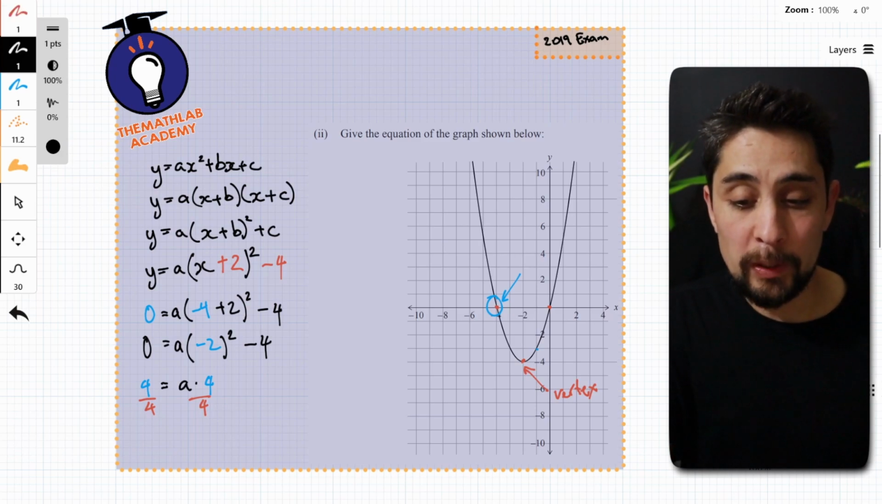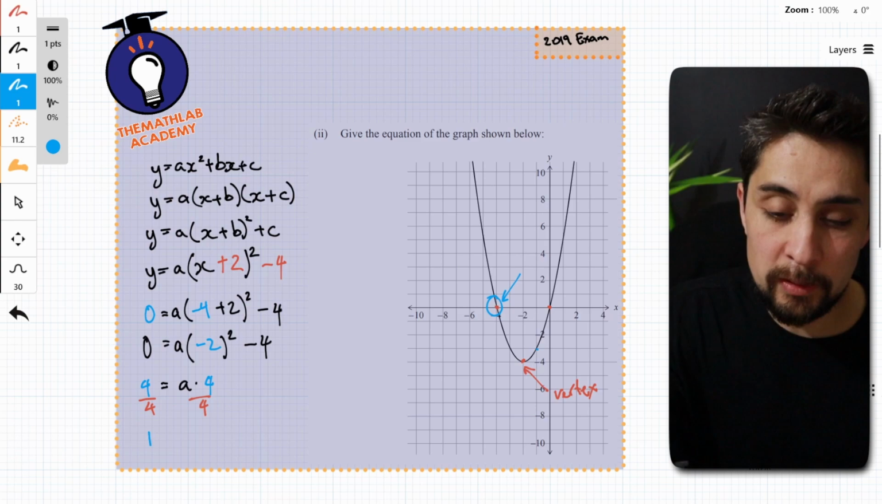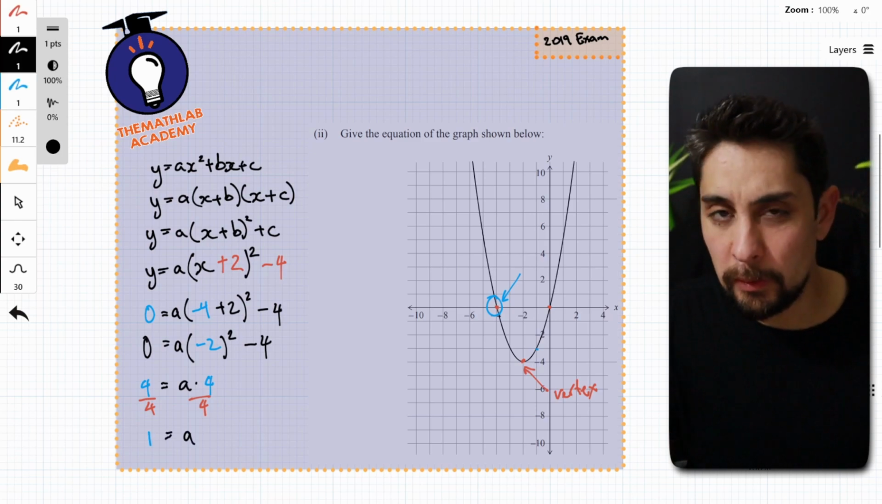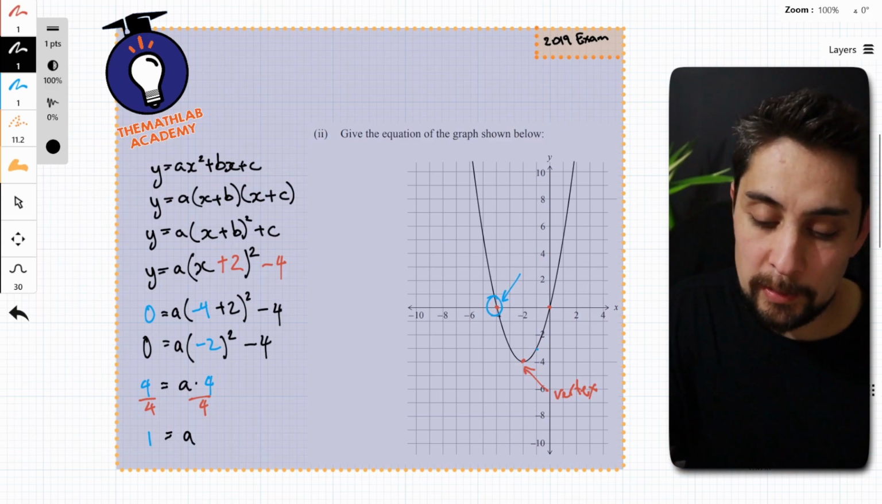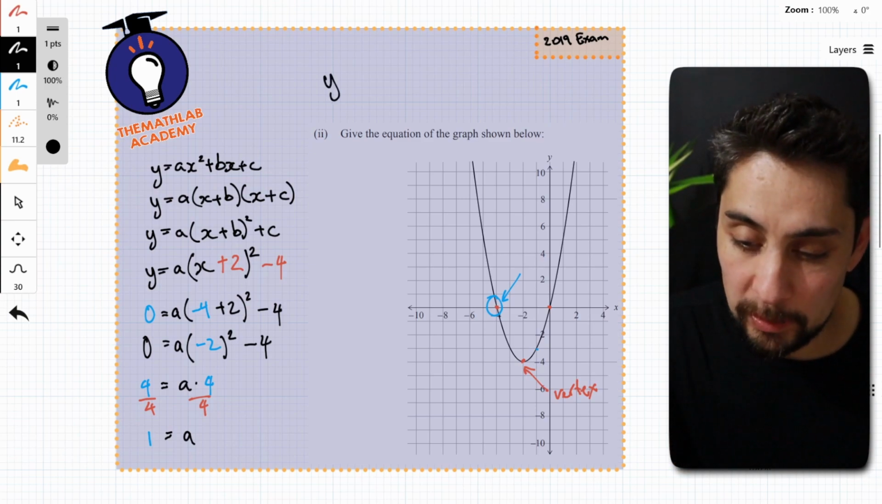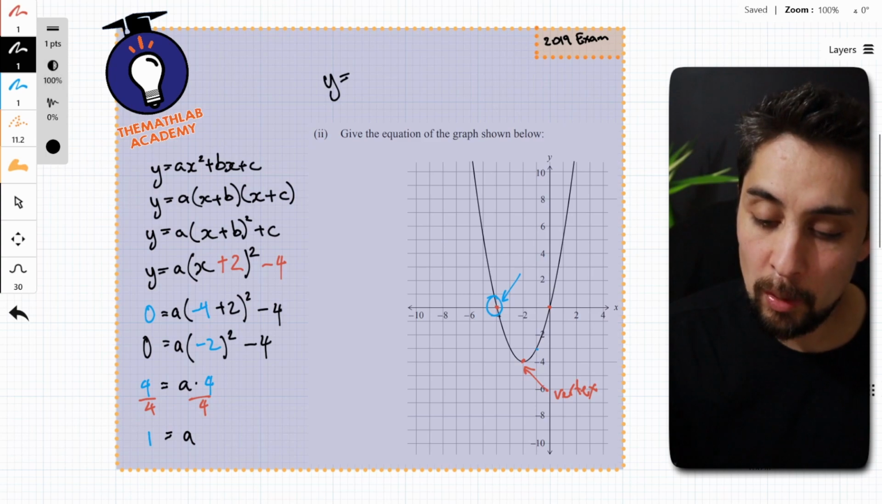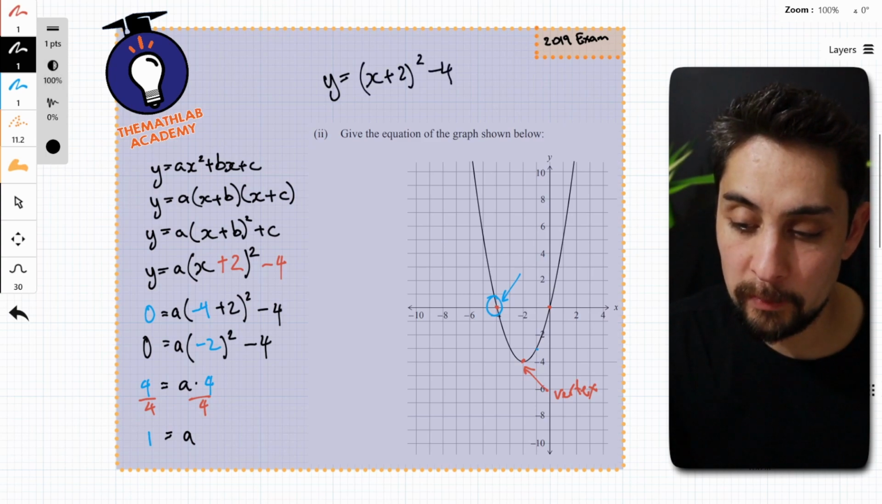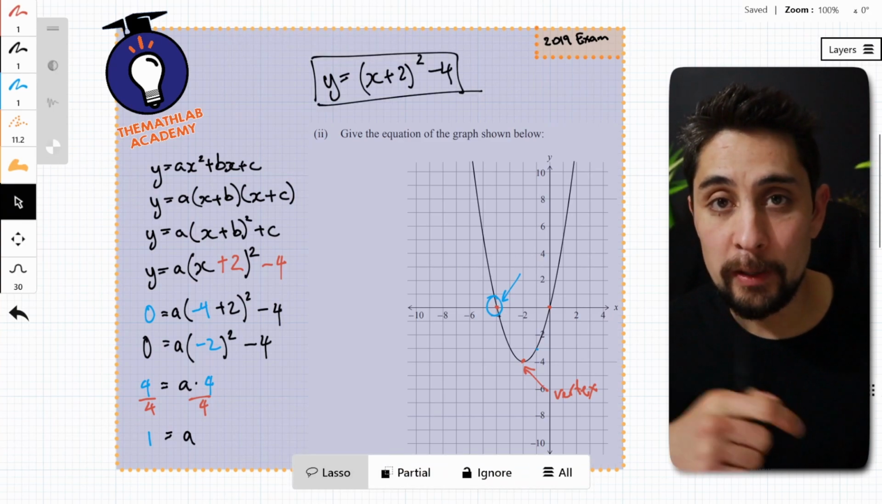On the left hand side we have 4 divided by 4, which is 1. And on the right hand side we have a times 1. We don't usually write times 1s, so that is a equals 1. And our final equation is y equals 1 times (x plus 2) squared minus 4. And that's how we find an equation for this parabola.